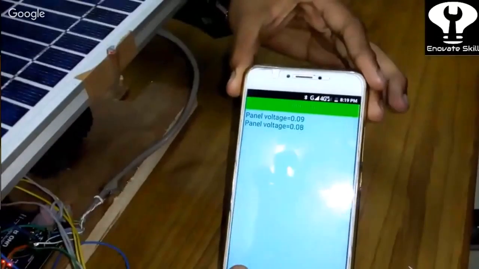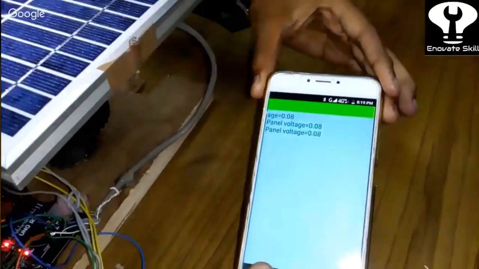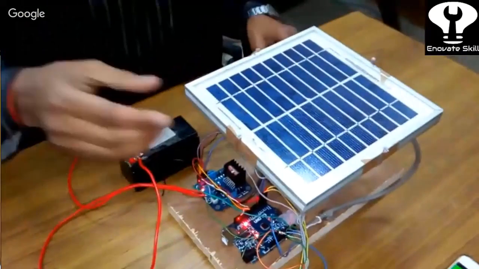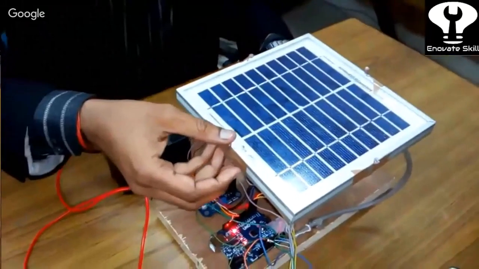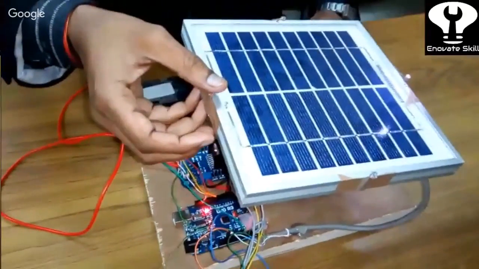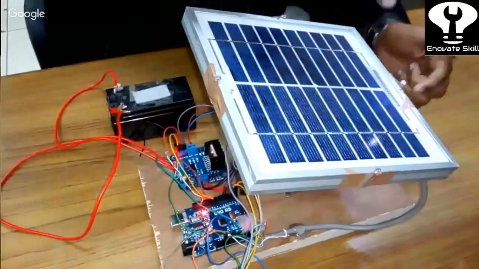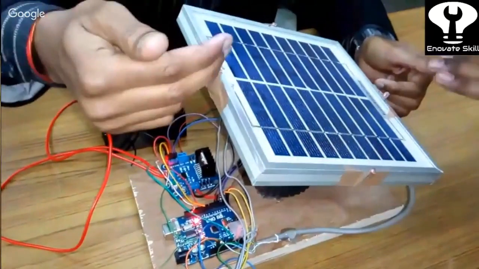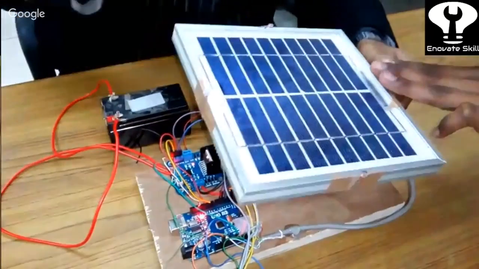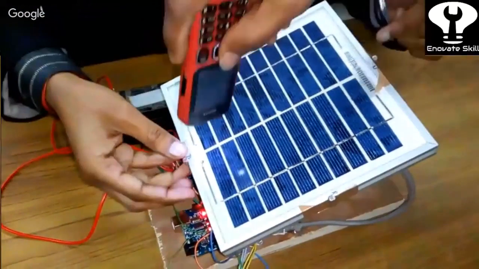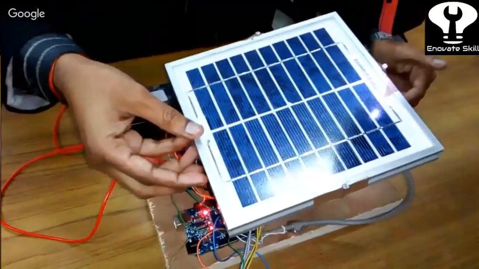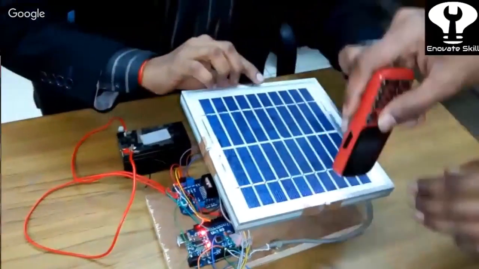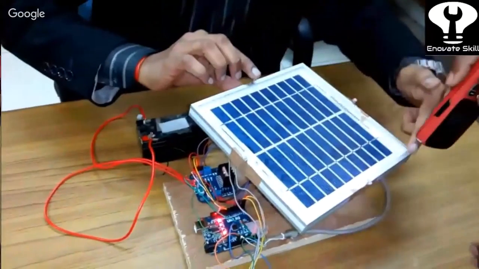You can check the voltage is changing. It is 0.06 when there is no flash, and when there is flash it is 0.25, and in the sun, natural light, it is around 9 to 12 volts. It tries to face the 90 degree of the light. This is for the anchor axis.